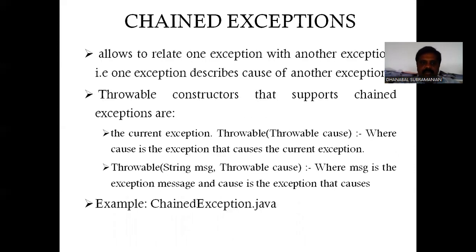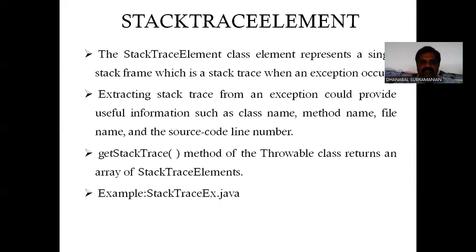Chained exceptions. They allow you to relate one exception with another exception. That is, one exception describes the cause of another exception. The Throwable constructors that support chained exceptions take the cause as a Throwable. These are all used in chained exceptions.